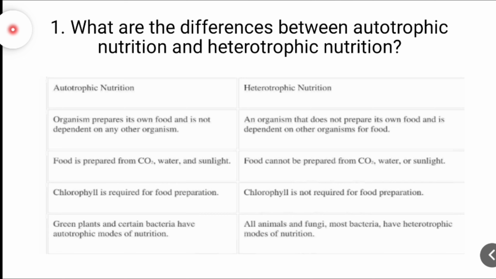Food cannot be prepared from carbon dioxide, water or sunlight. Next point, chlorophyll is required for food preparation. While chlorophyll is not required for food preparation. Next point, green plants and certain bacteria have autotrophic modes of nutrition. While all animals and fungi, and most bacteria have heterotrophic modes of nutrition.